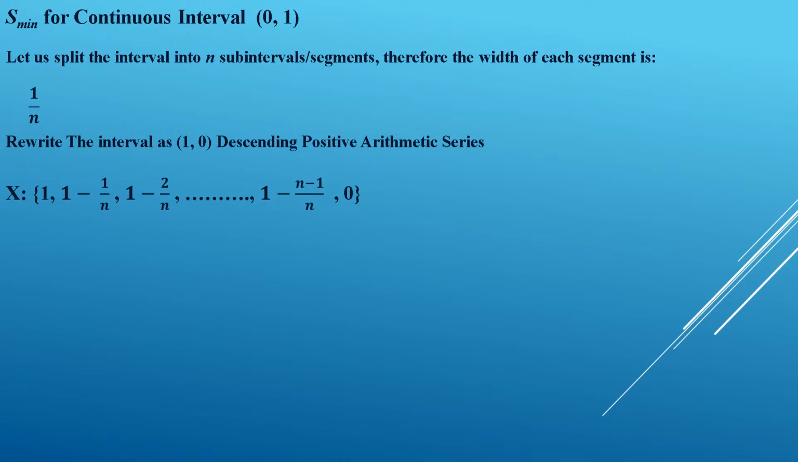If x is that arithmetic progression, the first number is 1, and because the segment width is 1 over n, the next one going down towards 0 is 1 minus 1 over n. The next one, the third term, is 1 minus 2 divided by n, and so on. The term just before the last is 1 minus (n minus 1) divided by n, and finally this is 0.